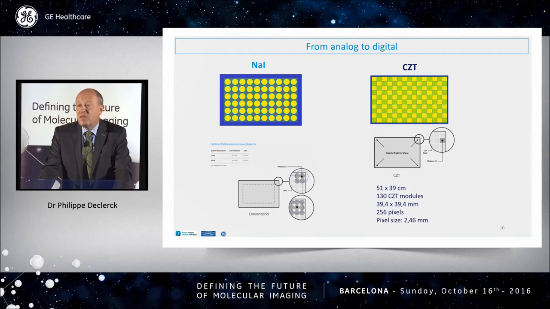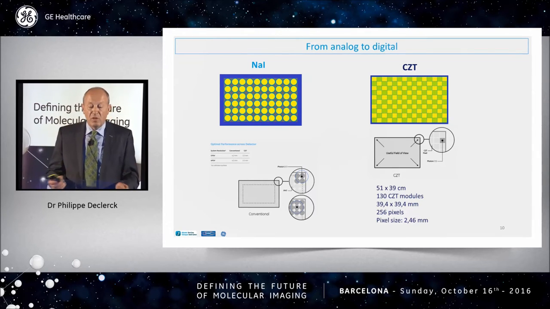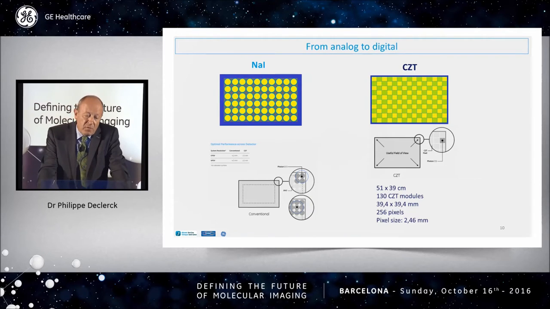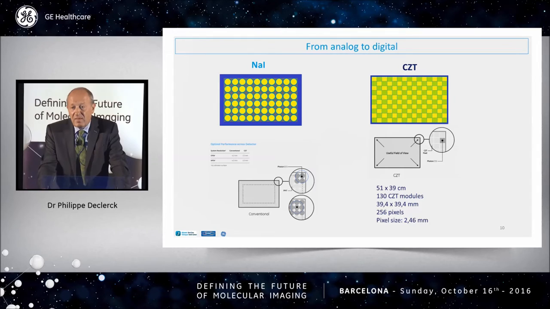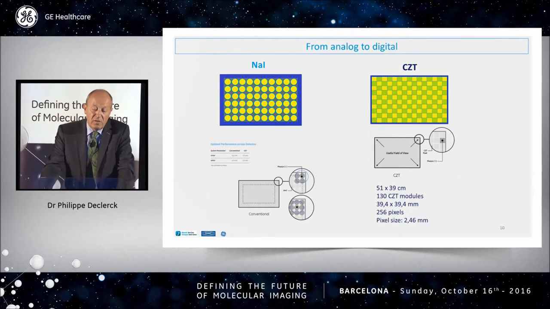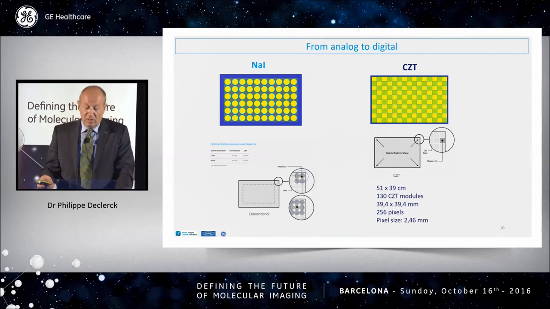You see on the left hand the concept of the usual gamma camera with the photomultipliers, and on the right side with the digital detectors. What you have on the left side is a lot of dead space. You don't have it with the digital. Why? Because it's rectangular and we don't have any dead space anymore. We have an increase in effective detector surface of 25%. One detector with 130 CZT modules, each one with 256 pixels. One pixel is 2.46 millimeters.